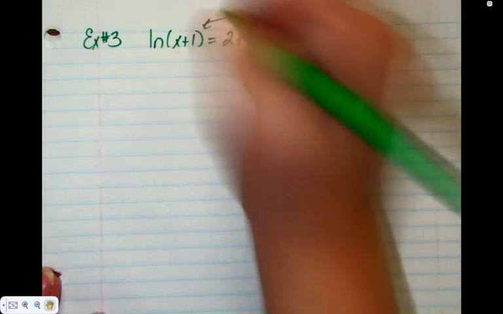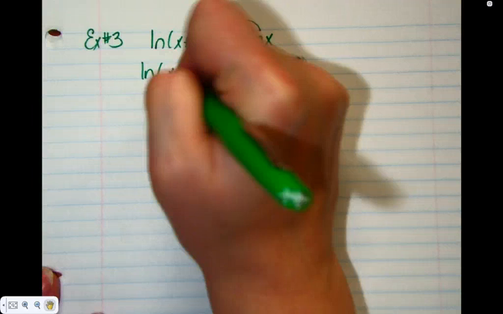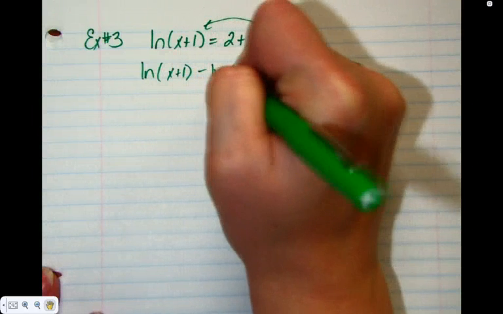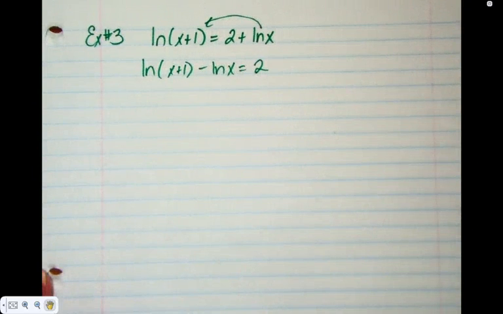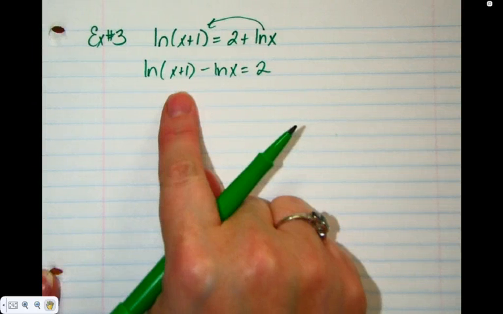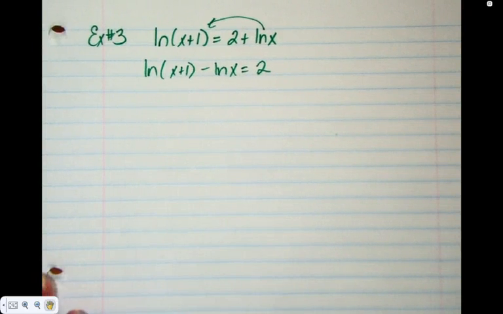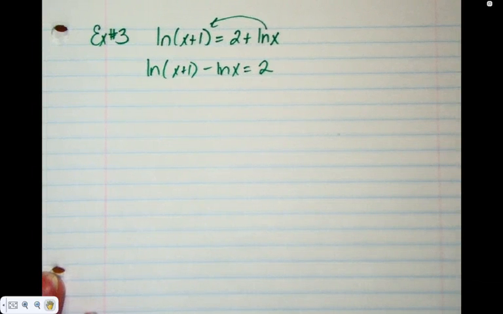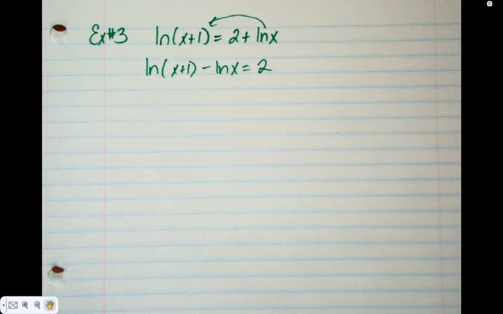ln x, take it over here. Now, what your brain is going to want to do is factor out an ln, because that's what we did with exponential. But ln is a function. You can't factor it out. It's not a number. It's not a variable. You can't just take it out front and leave stuff in brackets.